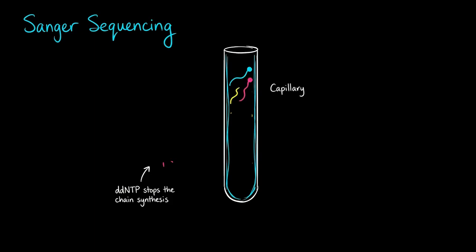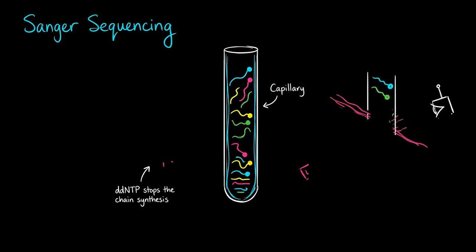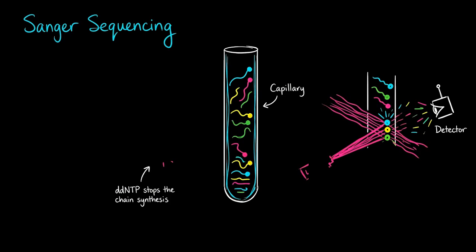Those fragments are separated by size using capillary electrophoresis. DNA's negatively charged backbone causes fragments to move in an electric field, and smaller fragments migrate faster. A laser excites the dyes as fragments pass a detector. Fragment length tells you position. Fluorescent color tells you which base ended the chain.